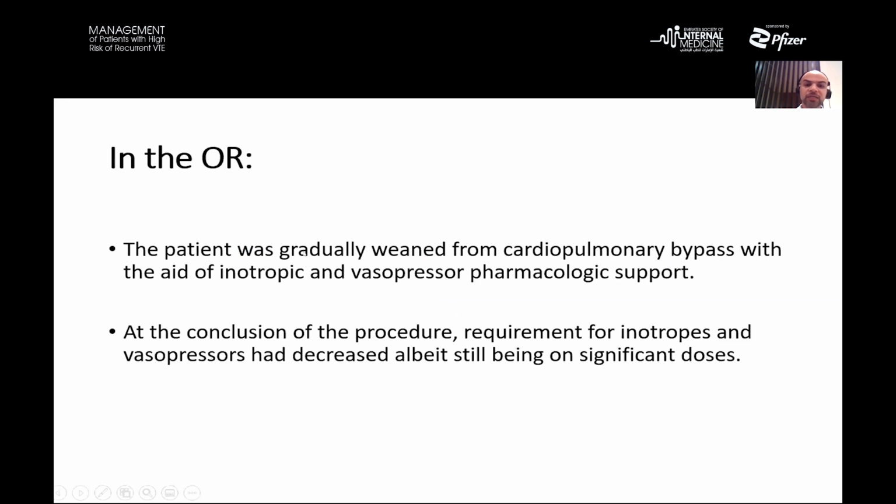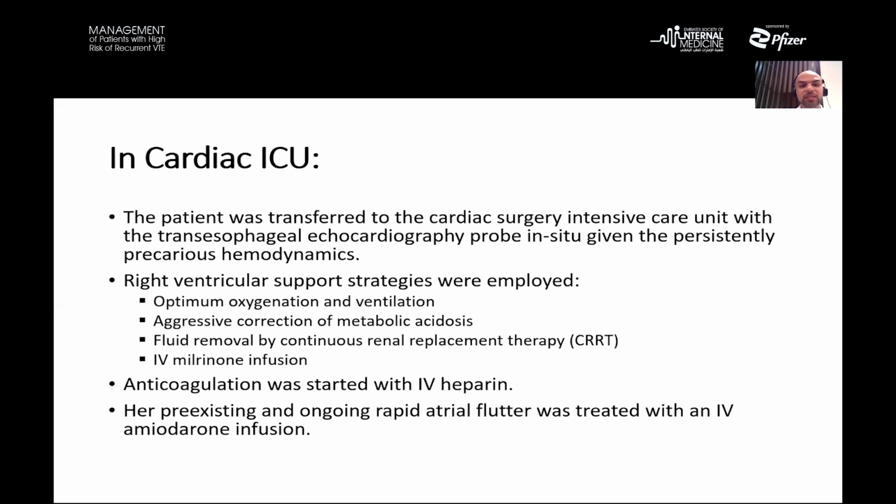The patient had gradual weaning from the cardiopulmonary bypass with the aid of inotropic and vasopressor support. At the conclusion of the procedure, the requirements of inotropes and vasopressors had decreased, and she was requiring lower doses. We received the patient in the cardiac ICU with the TEE probe still in place, and we were assessing the hemodynamics continuously. Just remember that after a massive PE, RV support is the most important approach you have to achieve for the patient to reduce the mortality from massive pulmonary embolism.